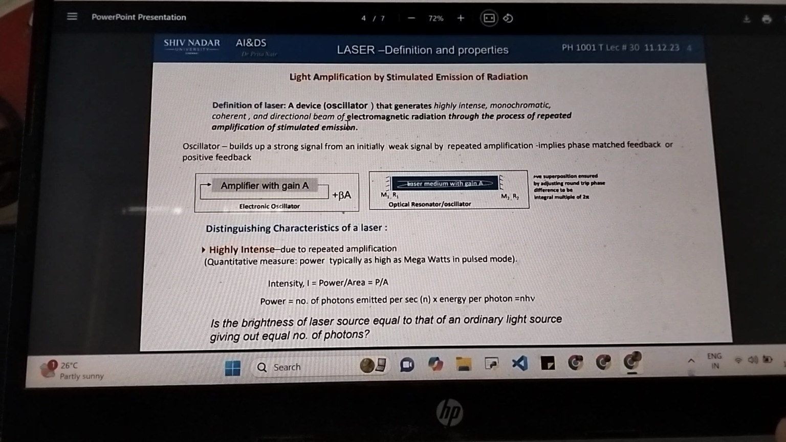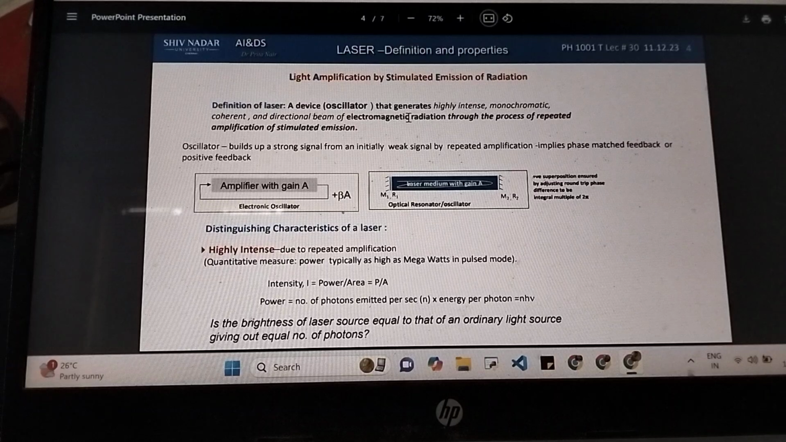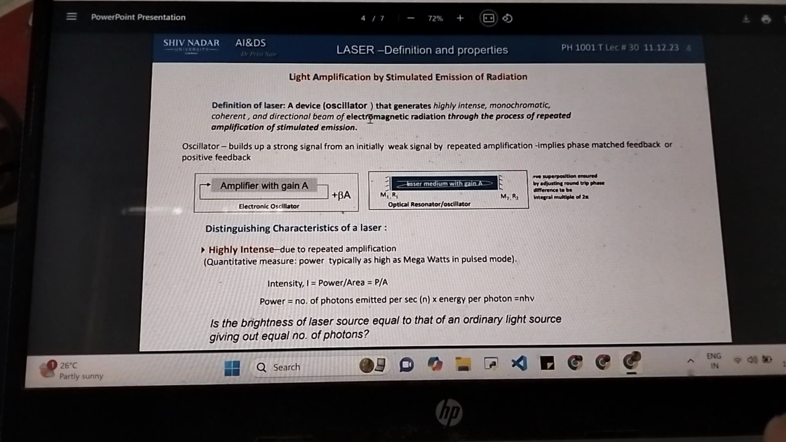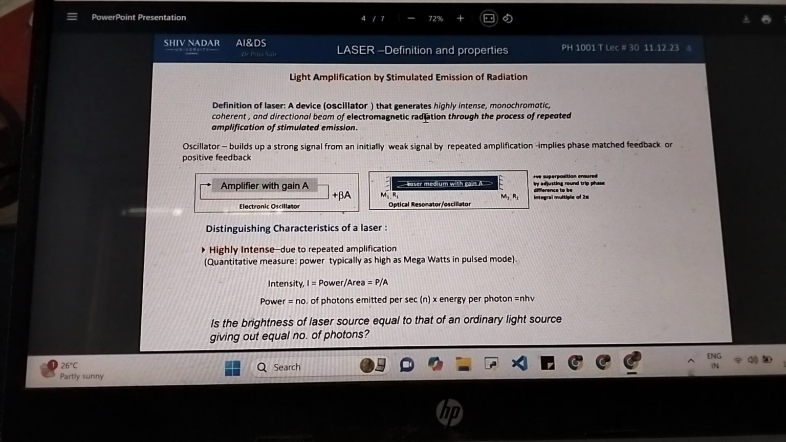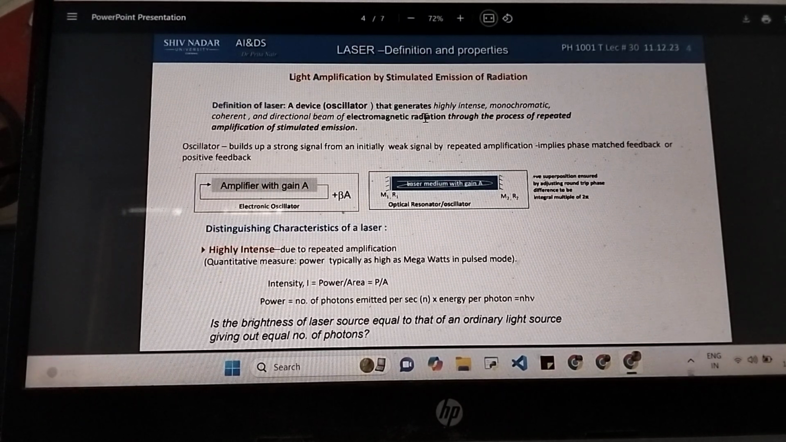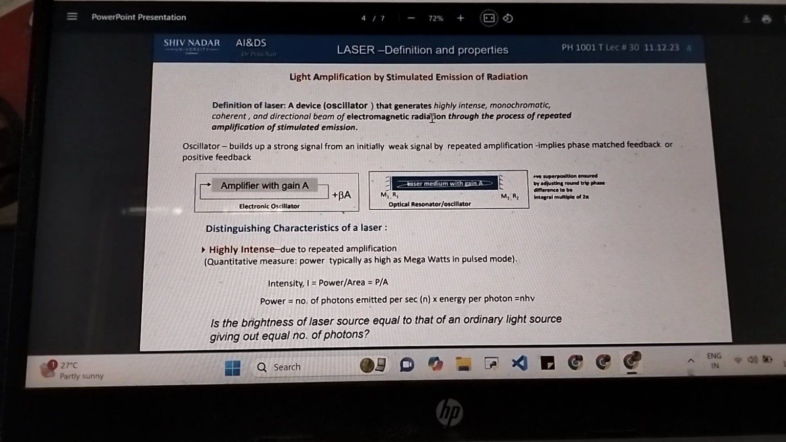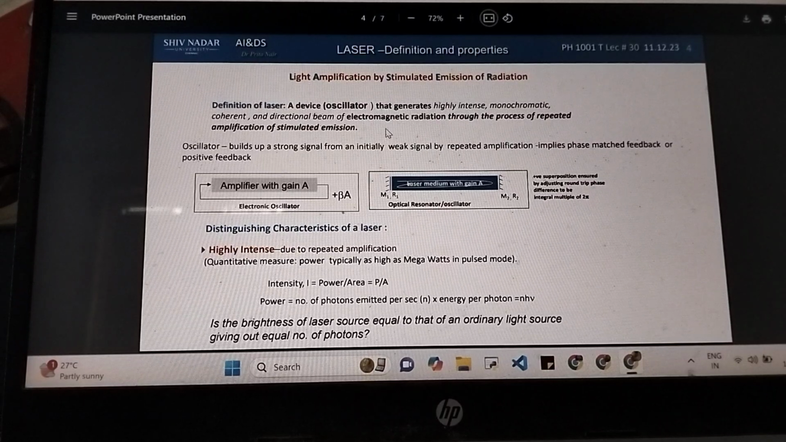So what does this definition tell us? Laser is a device which generates electromagnetic radiation, and this electromagnetic radiation has 4 properties: highly intense, monochromatic, coherent and directional. And how is this radiation generated? There is something called stimulated emission which happens first, and then whatever is emitted through this stimulated emission is amplified repeatedly to give rise to these electromagnetic waves. So that is the basic definition of a laser.